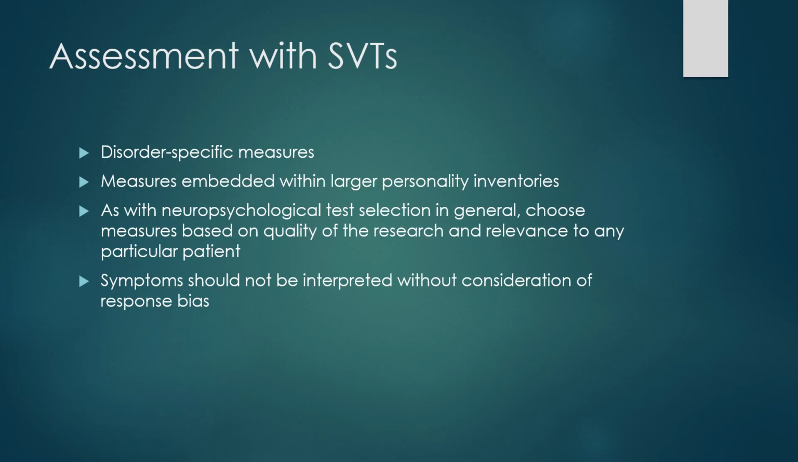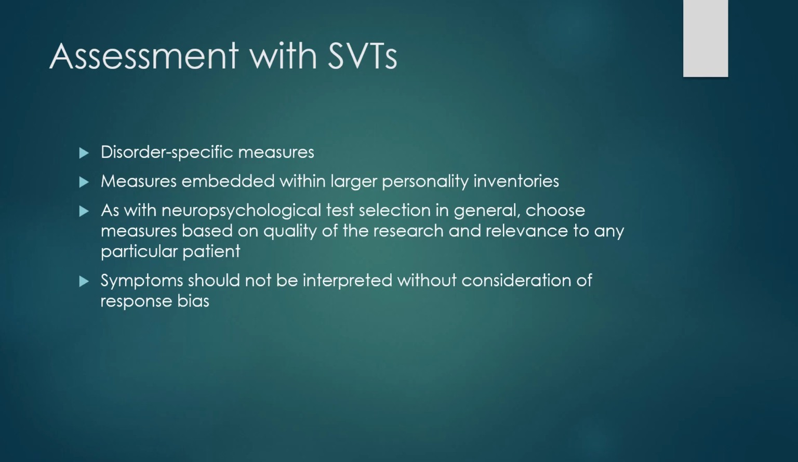So when we use symptom validity tests to assess symptom validity, we want to choose disorder-specific measures. So ideally, a validity test that has been validated in a sample of patients with the same diagnosis as your patient. Also available are measures that are embedded within larger personality inventories, and there are also some standalone measures that have been validated in a variety of patient populations.